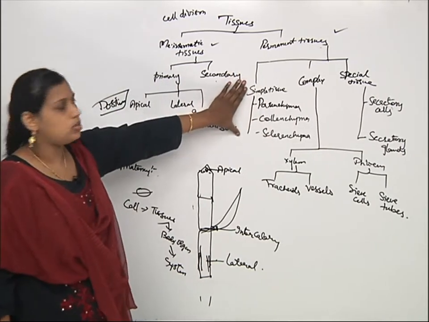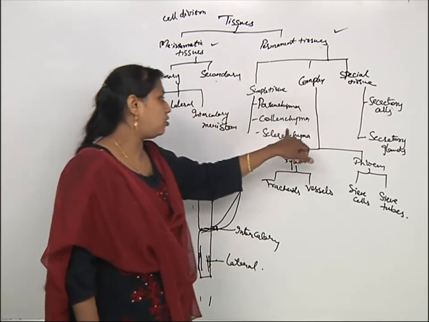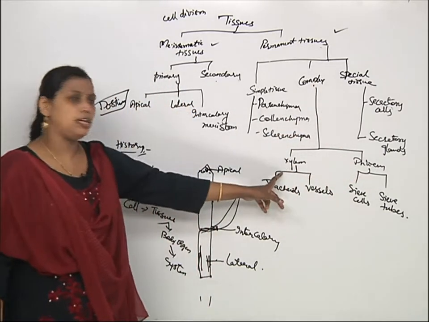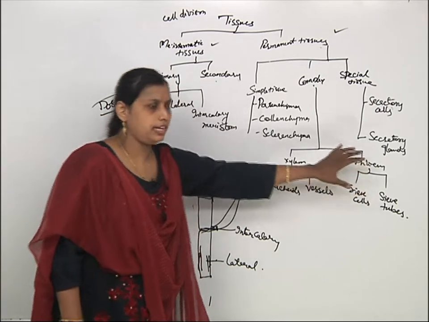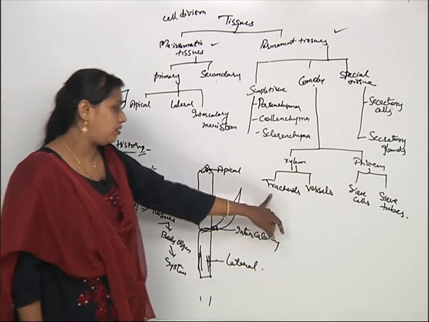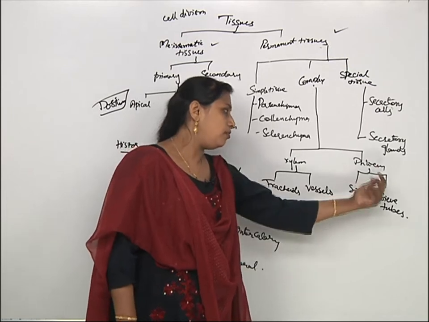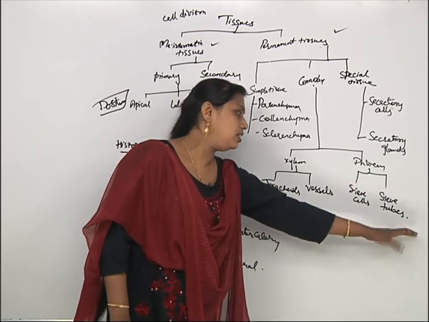Simple tissues, as you all know, are of three types: parenchyma, collenchyma and sclerenchyma. Complex tissues are xylem and phloem. In xylem we are supposed to study the tracheid structure and vessel structure. In phloem, we are studying sieve cells and sieve tubes.